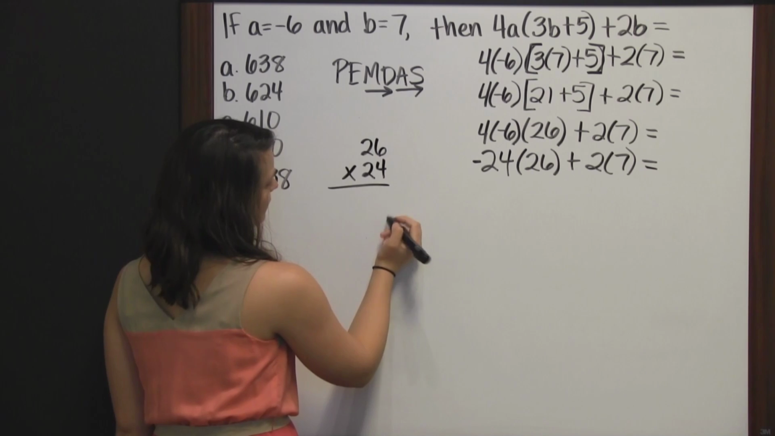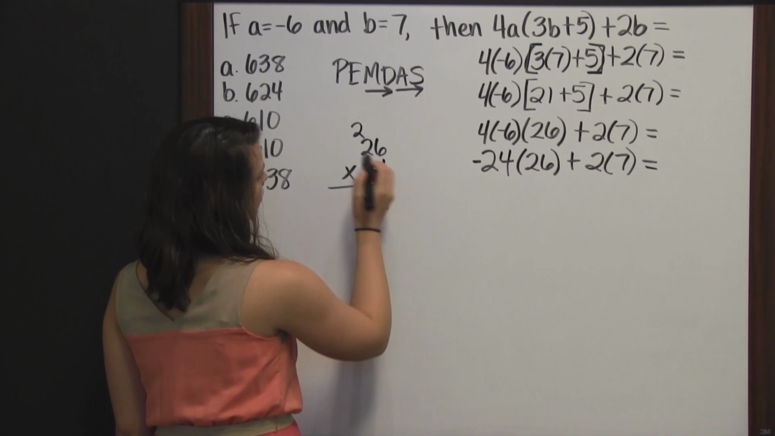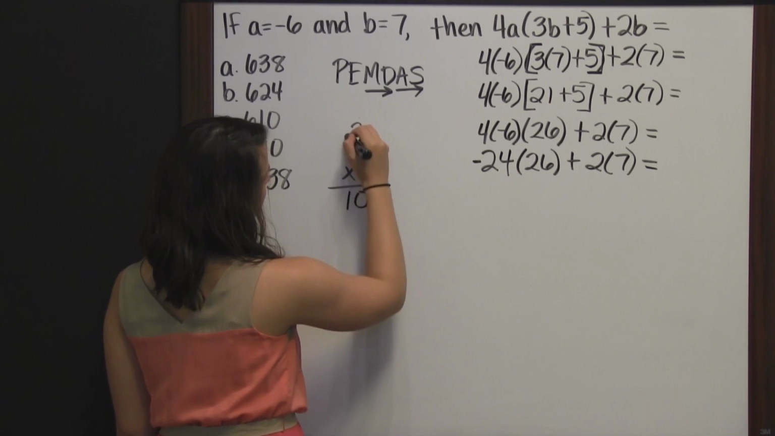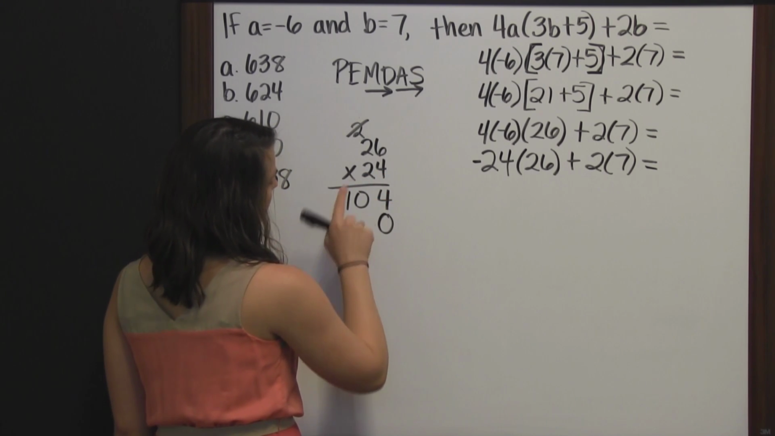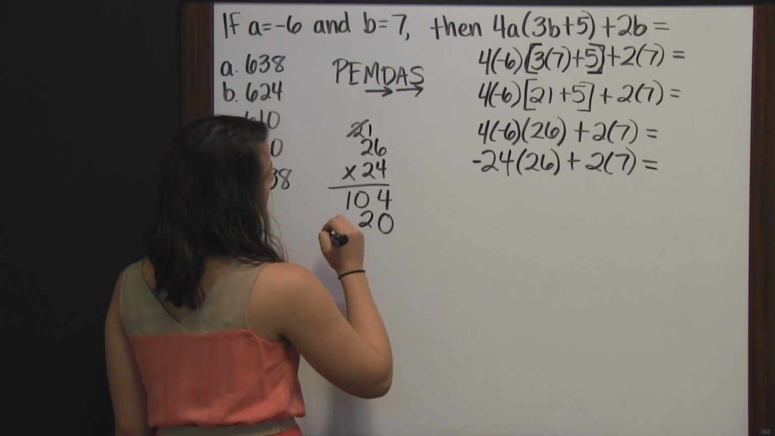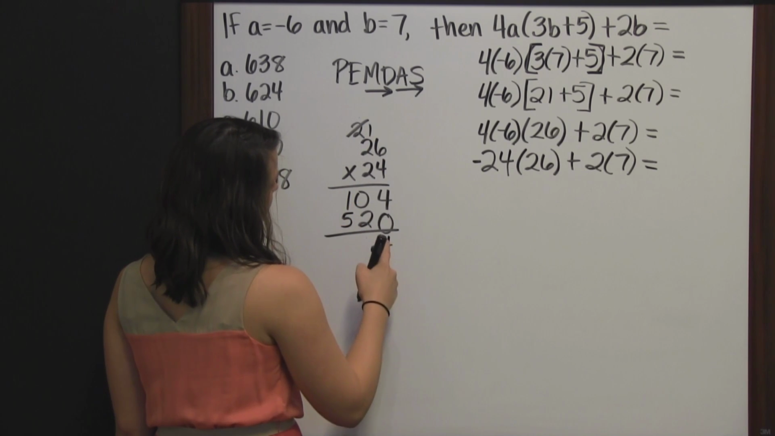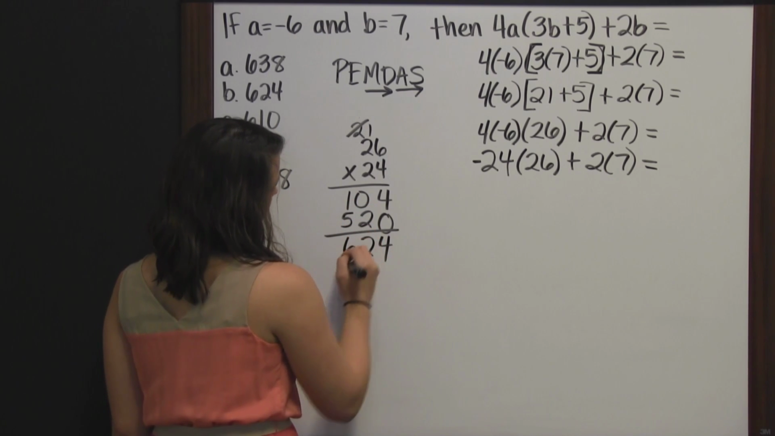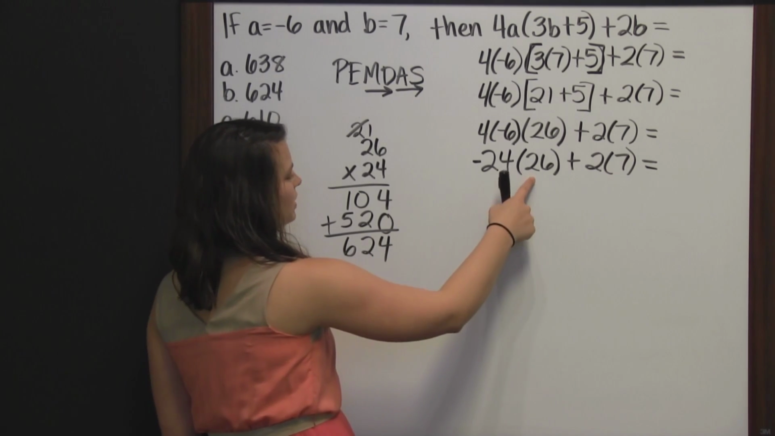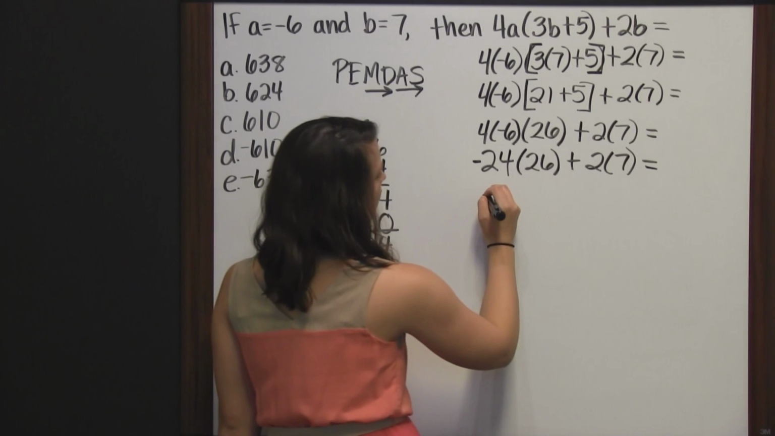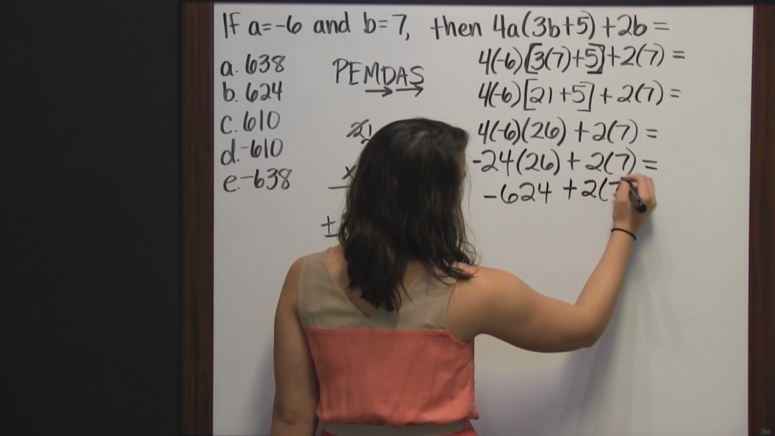26 times 24. 4 times 6 is 24, so you write the 4 and carry the 2. 4 times 2 is 8, plus 2 is 10. And then we use a 0 placeholder so we can move on to the 2. 2 times 6 is 12, write the 2, carry the 1. 2 times 2 is 4, plus 1 is 5. 4 plus 0 is 4, 0 plus 2 is 2, 1 plus 5 is 6. 624, and that's after we added. But it was a positive 26 times a negative 24, which means it's a negative 624 plus 2 times 7.